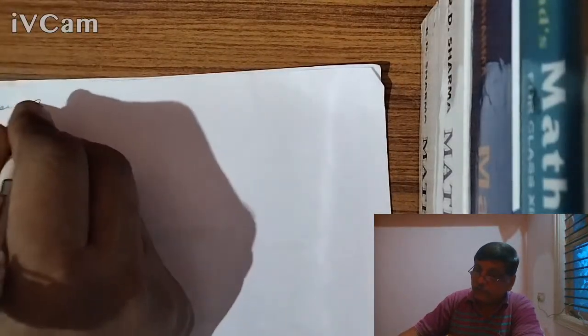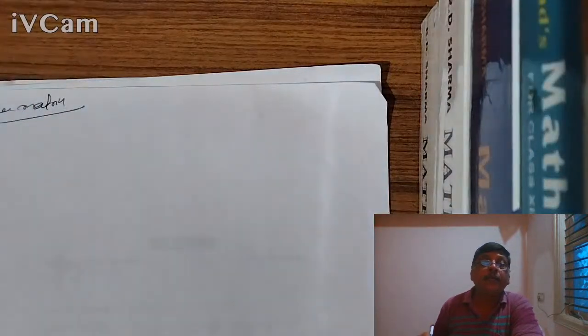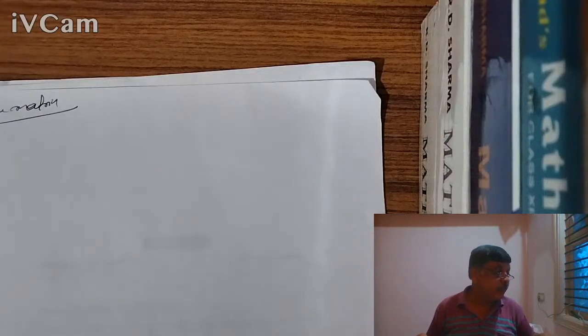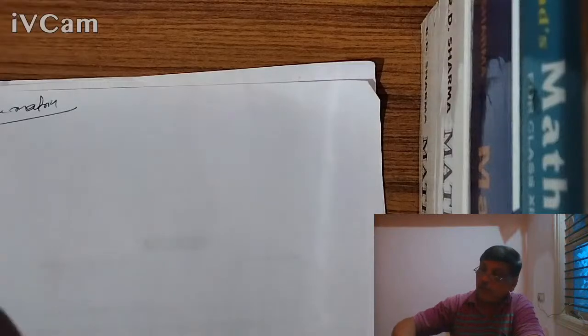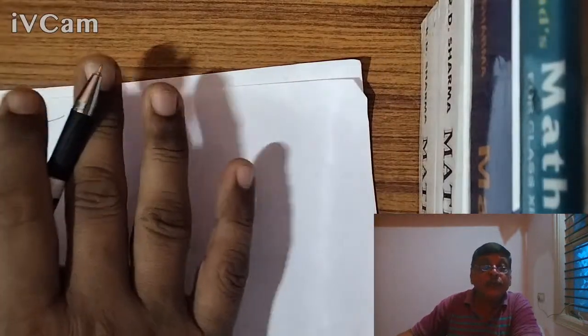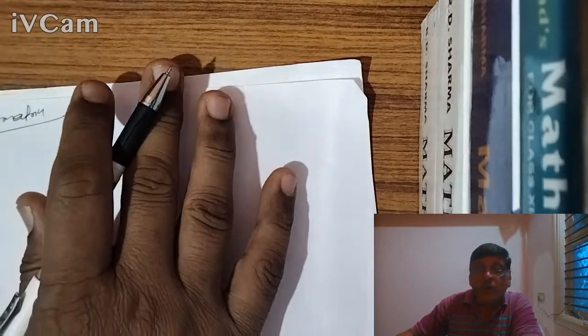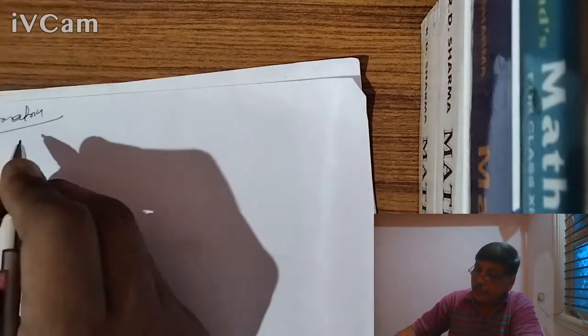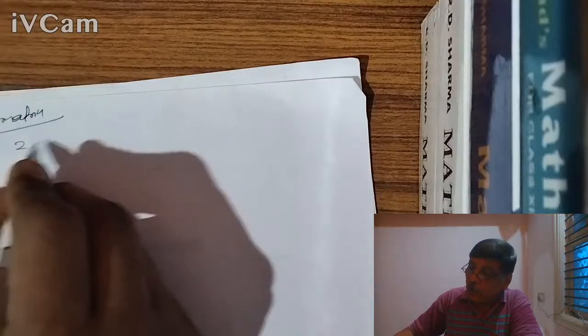Next, we define a square matrix. A matrix is said to be a square matrix if the number of rows is equal to the number of columns. Is it right? So here I take an example.